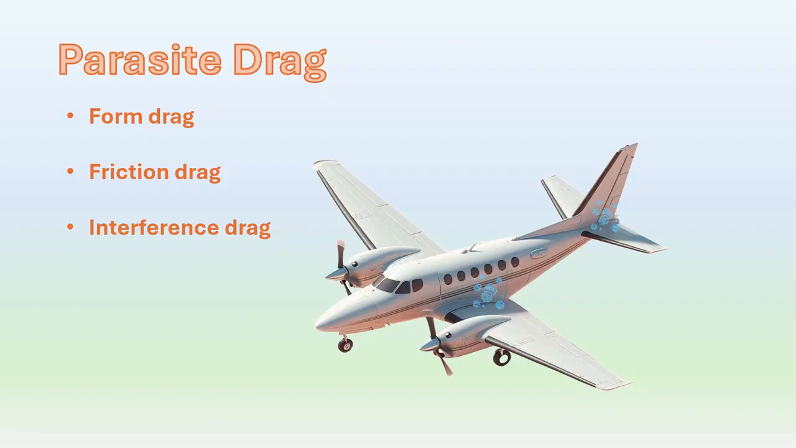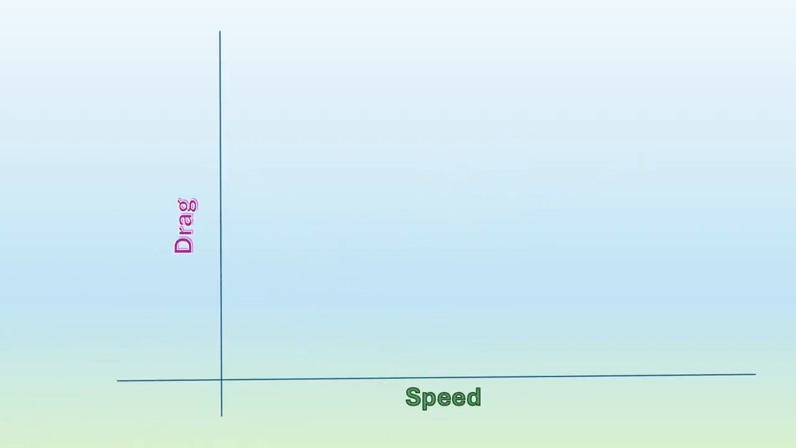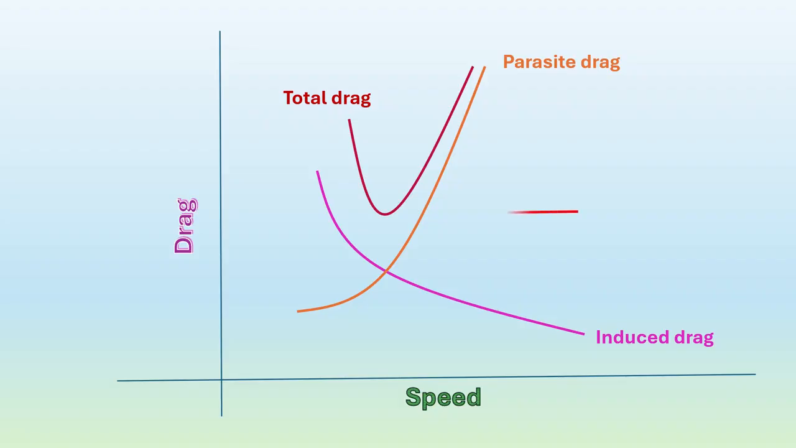Drag is the force that pulls the airplane backward, and it's closely tied to the airplane's speed. Parasite drag increases with speed, so the faster you go, the more parasite drag you get. On the flip side, induced drag decreases with speed, which makes sense since it's a byproduct of lift. Less lift means less induced drag. Combining the two drag curves, you get a V-shaped total drag curve. During takeoff and climb, the plane is moving slowly, so induced drag takes the lead. As the plane speeds up, parasite drag prevails.